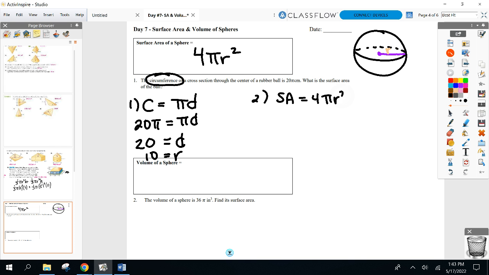4 pi r squared. I know there are no directions, but I want to go quick today. So can we just leave our answer in terms of pi? Leave your answer in terms of pi unless there are actual rounding directions. 4 pi 10 squared. It's just 10 squared times 4. Come on. It's not that bad. 400 pi. And what do you think about our units here? Surface area. Centimeters squared.